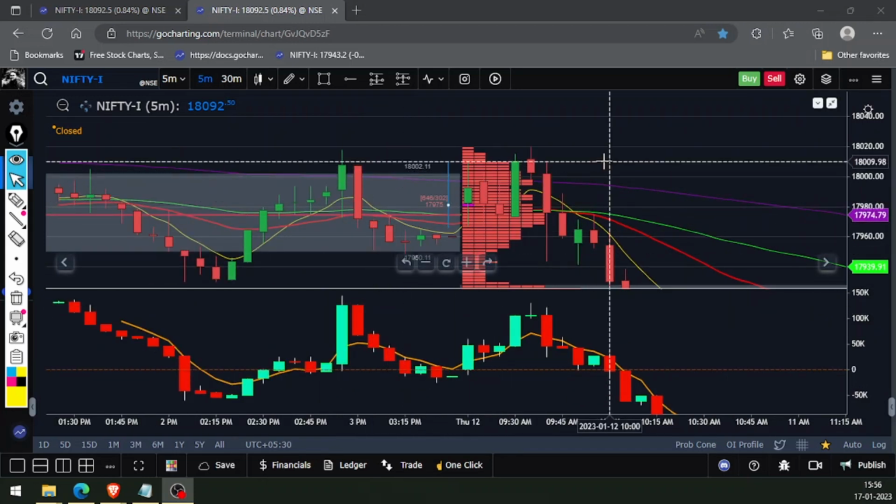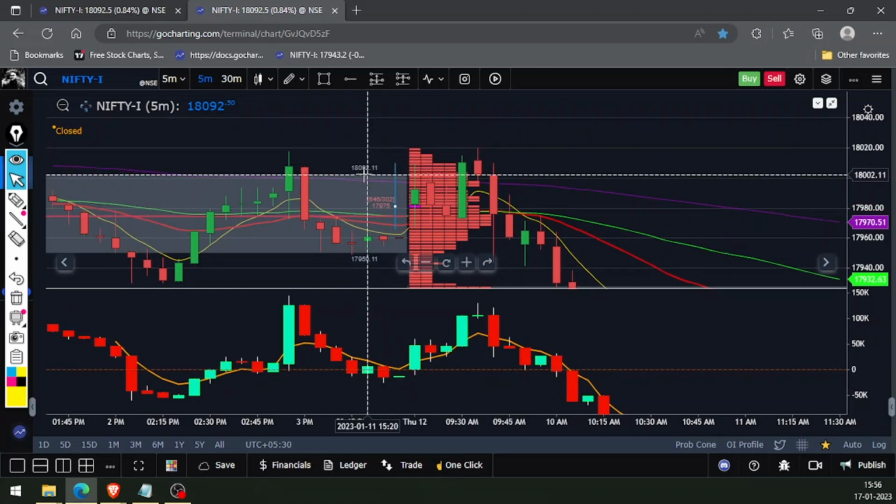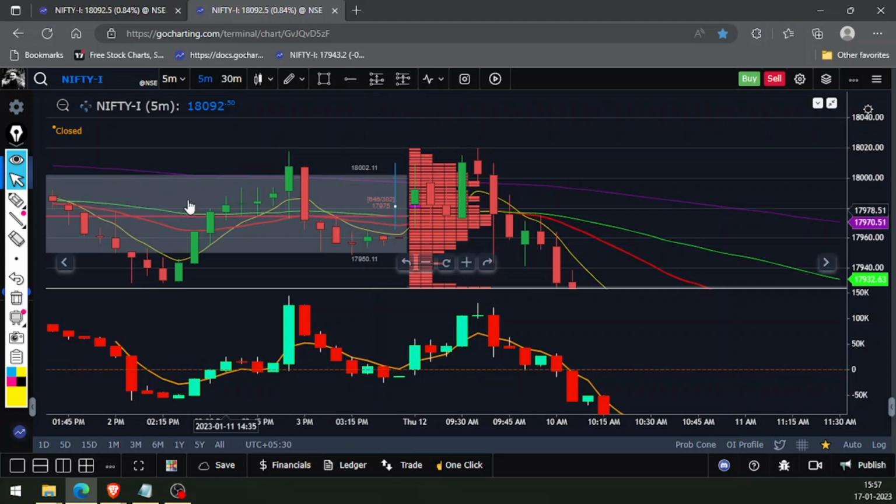See, look at over here, and if you consider this is one of these resistances, look at over here, I will give you an example, and this delta was the strongest delta. But look what exactly happened. The market has completely retraced from there.